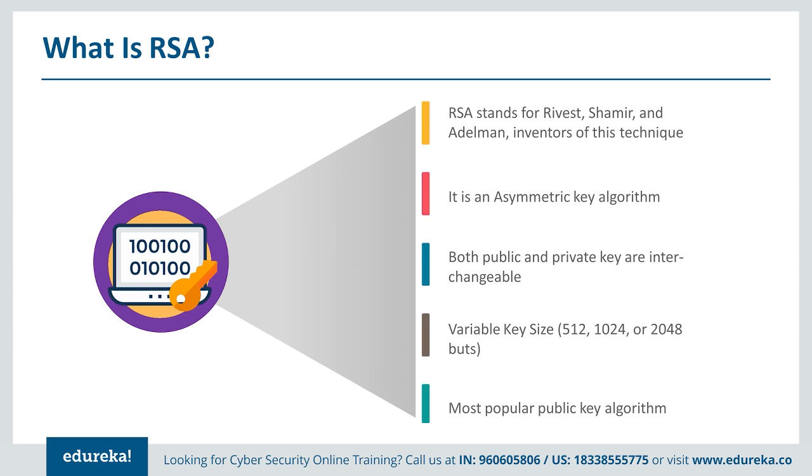So now we go to the RSA. RSA is an algorithm which was named after the inventors who designed it. RSA stands for Rivest, Shamir, and Adleman. These are the three who were involved in inventing the RSA algorithm, and it's an asymmetric algorithm. It uses a public and a private key. The key sizes vary from 512 to 2048 bits, and it's also a very popular algorithm.